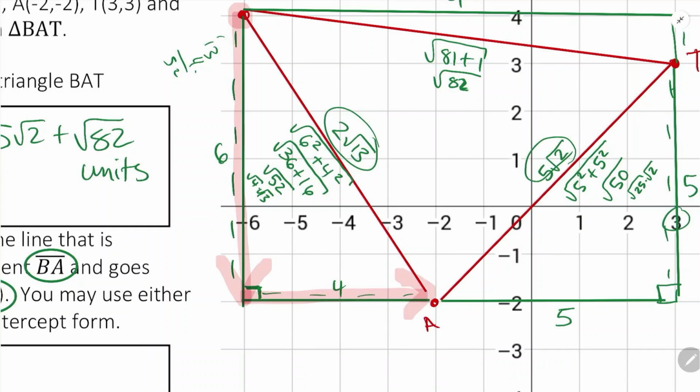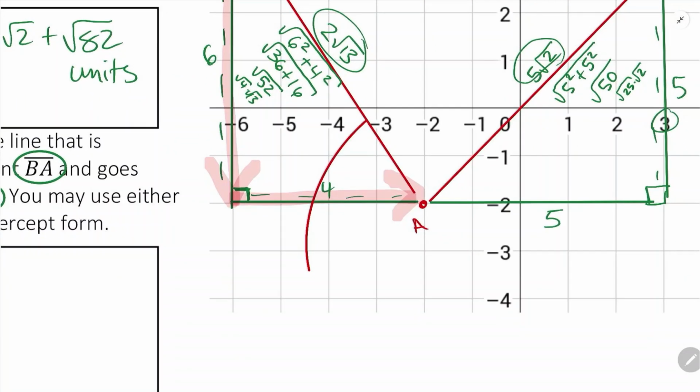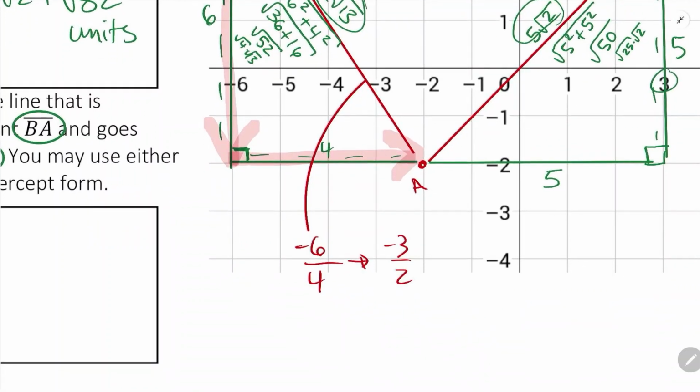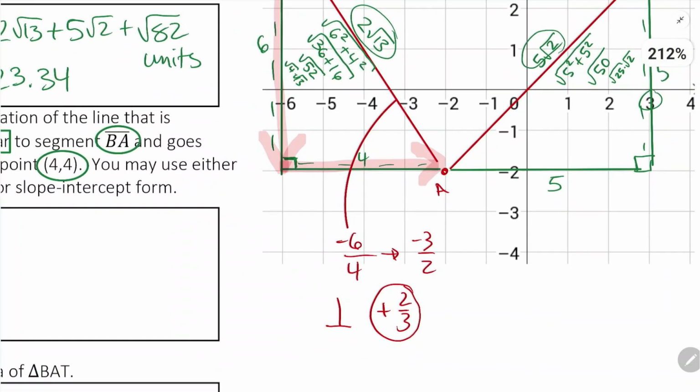So the slope of that line is -6/4. So the slope of this line is -6, down 6 over 4, which does reduce to -3/2. So if I need a line that's perpendicular to that, the perpendicular slope for that would be +2/3. So this is the slope I'm going to use. And the other thing I have to remember is it has to go through this point 4, 4.